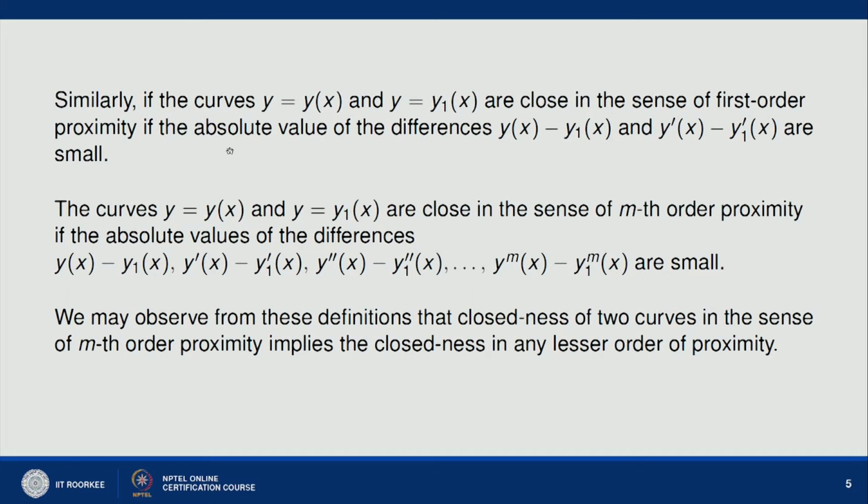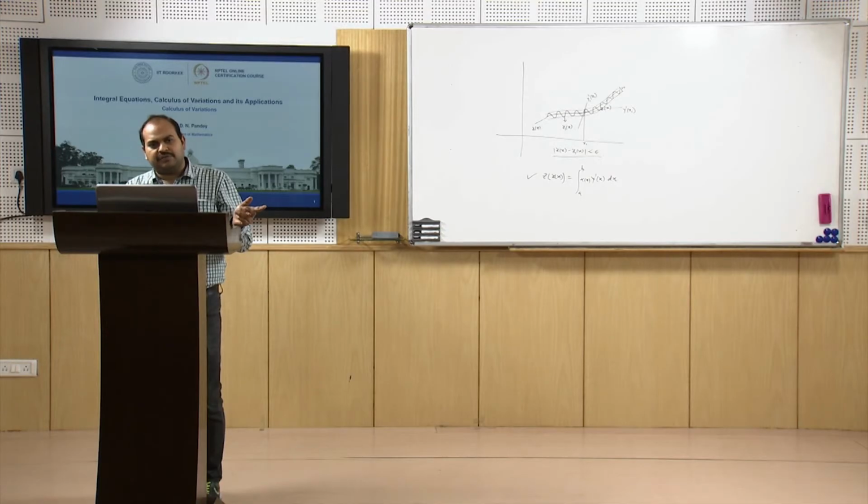So keeping this track, we can say that the curves y equal to y(x) and y equal to y1(x) are close in the sense of mth order proximity if the absolute values of the differences are small. This is the zeroth order derivative, so y(x) minus y1(x) is small, y dash x minus y1 dash x is small, till the mth order y^m(x) minus y1^m(x) are small. So we may define our closeness in the sense of zero order proximity, first order proximity, or up to mth order proximity depending on the definition of the functional.